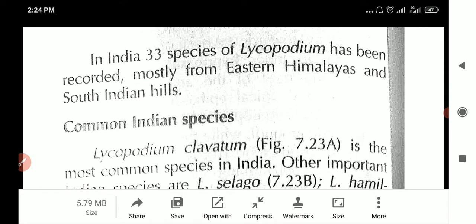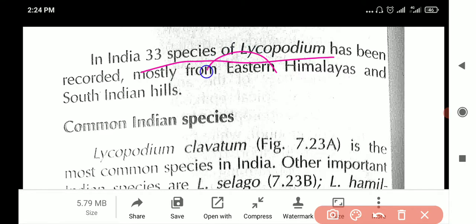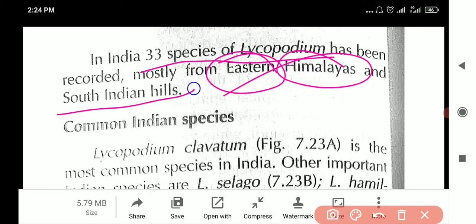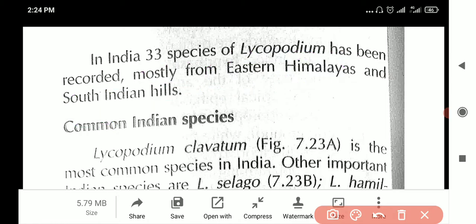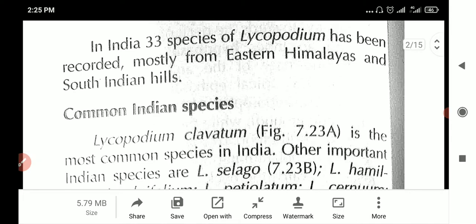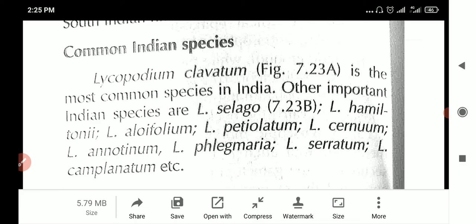In India we have 33 species of Lycopodium, and we find them in our own place. We find them in the eastern Himalayas and the South Indian hills. That's why I told you, in the shady places in your house, you will find Lycopodium. Not endemic, but it is present in the northeast, in the eastern Himalayas.